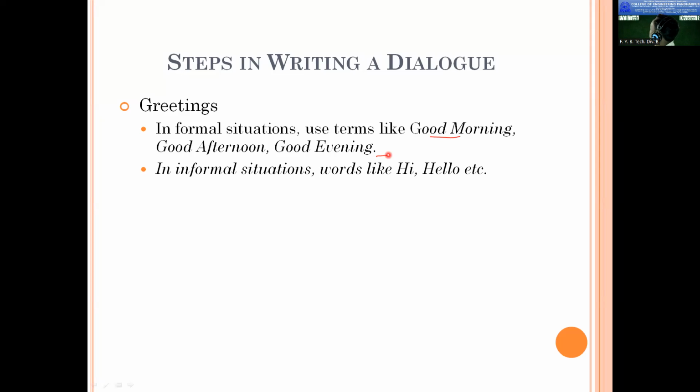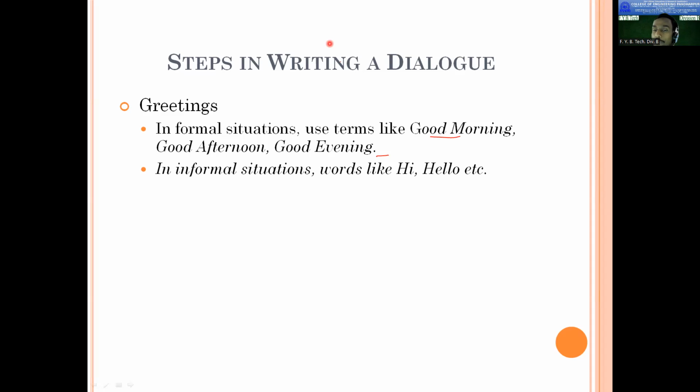And where do we use good night? When to say good night? So good morning in the morning, good afternoon in the afternoon, in the evening we use good evening. So when to say good night? When we go to bed, or after 9 p.m. or something like this. After 8:30 p.m.